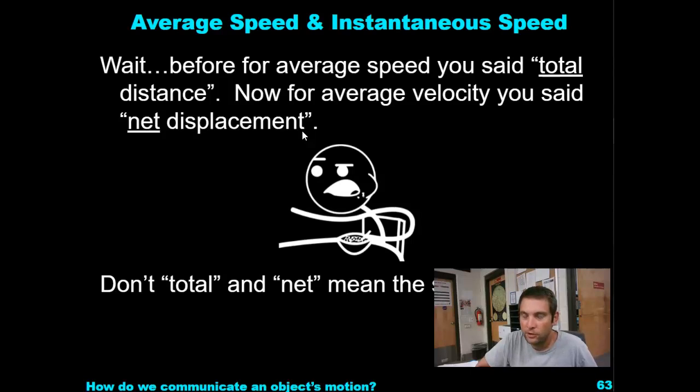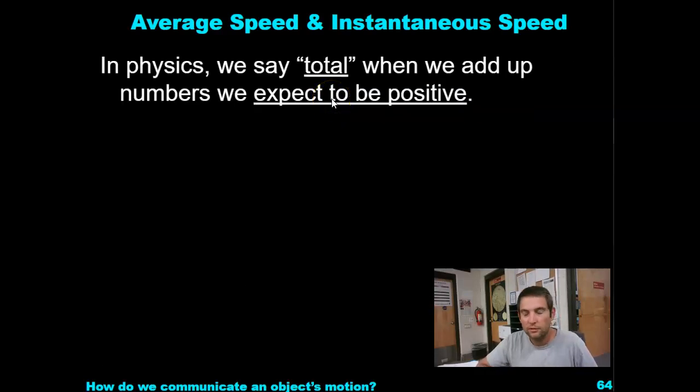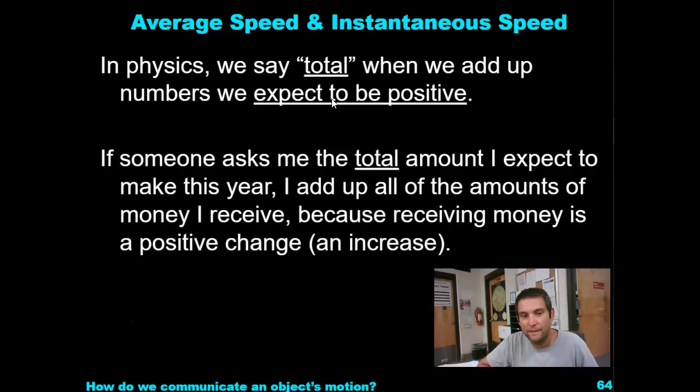Before, for average speed, back when I was misspeaking, I said total distance. Now for average velocity, it's net displacement. Don't total and net mean the same thing? No, they're slightly different, of course. Remember, in physics, we have to be specific and precise when we're communicating. In physics, we say total when we add up numbers we expect to be positive.